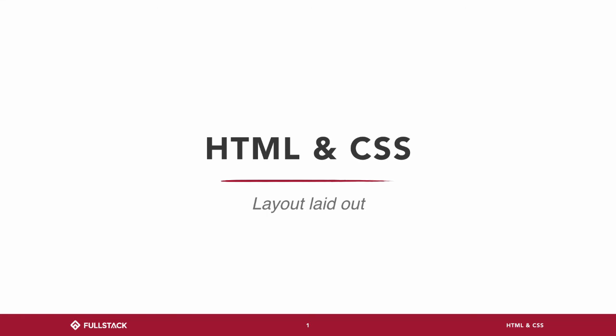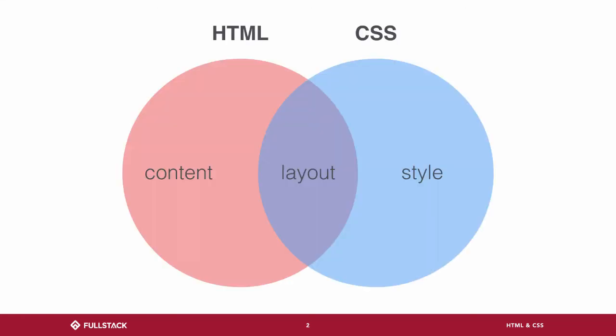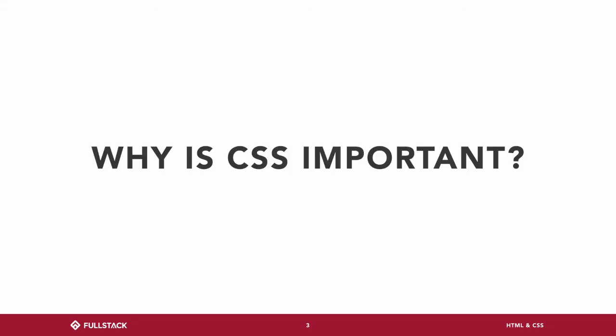So first of all, let's just look at a diagram here, which helps us explain why CSS is so important. When we combine HTML, which is really our markup and our content, and CSS, which dictates our style rules, the result is our layout. So it's the combination of these two things together. And it's something that's very important for a couple of different reasons.